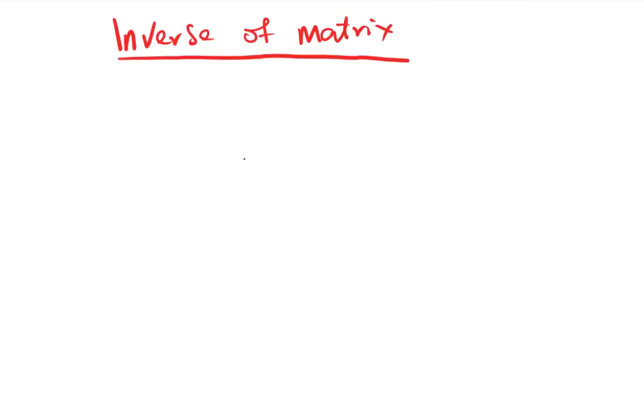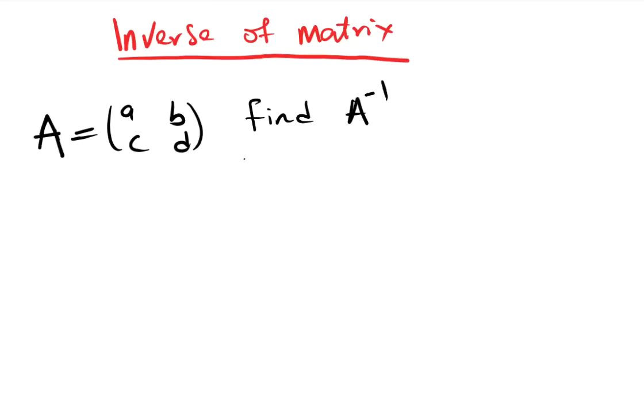In this video, we shall be looking at the inverse of a matrix. If you are given a question like this, A is equal to the matrix with entries a, b, c, d, and you're asked to find the inverse of A. To solve this, we have to obey some rule, and the rule says A inverse is equal to 1 divided by the determinant of A.